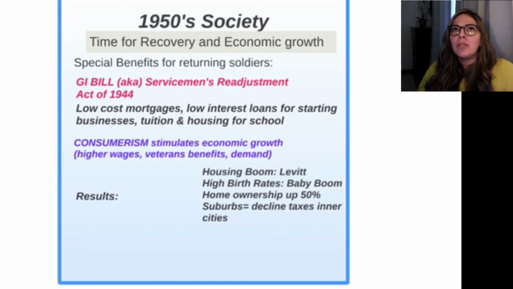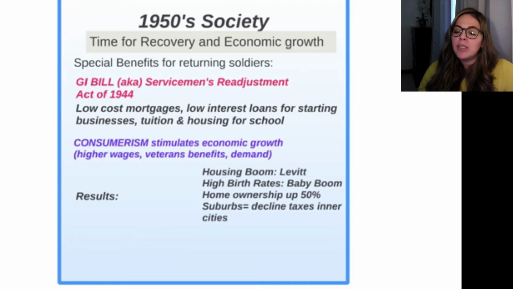Remember when we talked about the 20s, how we said that the car was kind of like the status symbol? Well, during the 50s, the home is kind of like the status symbol. Being a homeowner is where it's at. All of this leads to high birth rates, the baby boom, right? The baby boomer generation is going to be coming out of this time period.